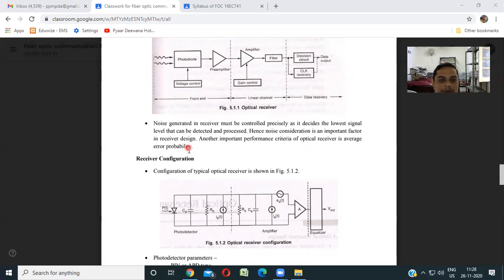Another important criterion of an optical receiver is the average error probability. It is also called the bit error probability, or bit error rate, BER. It relates the number of photons sent to the number corrupted. If you are sending 100, what are the chances of error? If 20 out of 100 are corrupted, then 20% is the corruption rate. That is called the bit error probability, the probability rate of corruption of the bits.